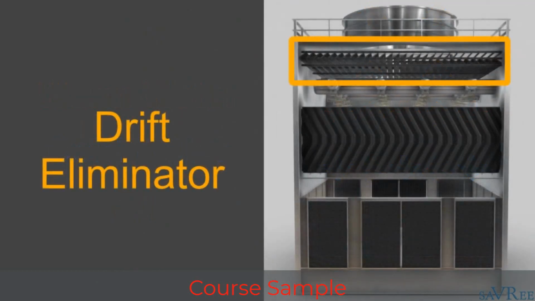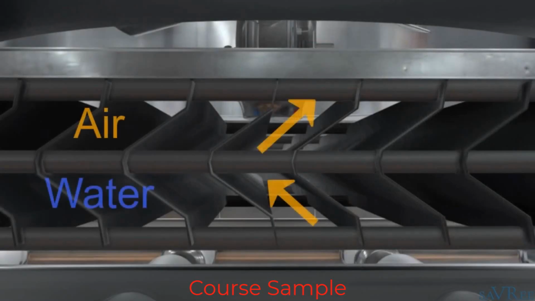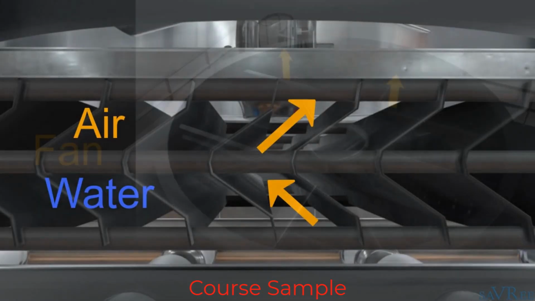Drift eliminators consist of parallel blades arranged on the air discharge side of the tower to remove entrained water droplets from the exiting airstream. The shape of the drift eliminator requires the entrained water droplets to change direction several times prior to being discharged out of the tower.